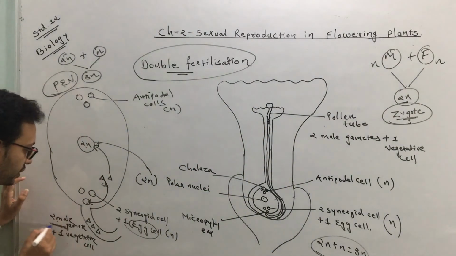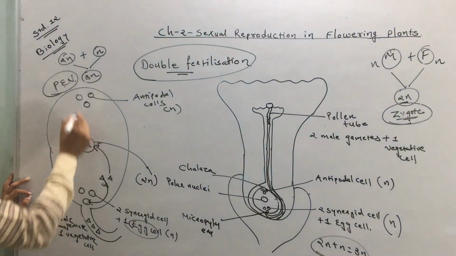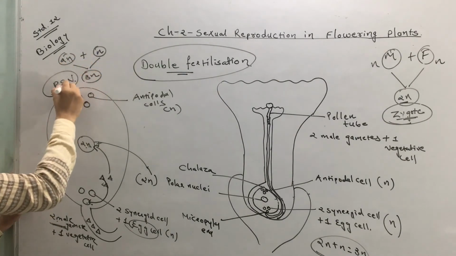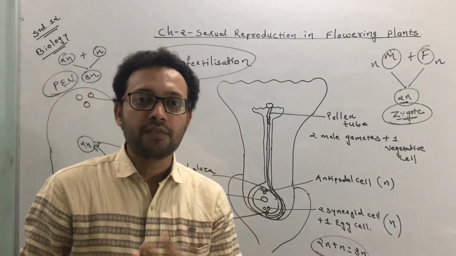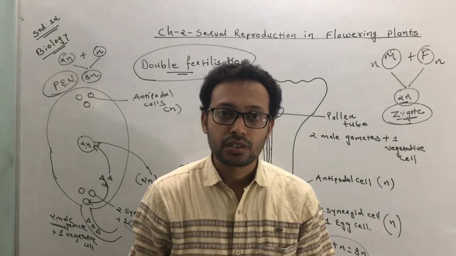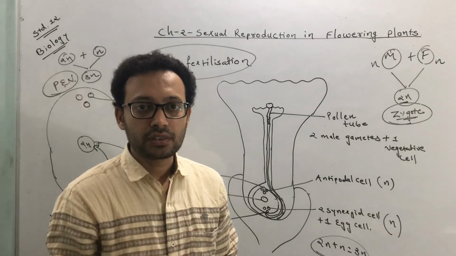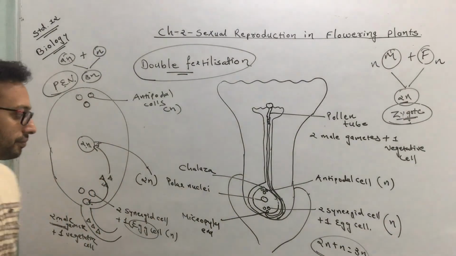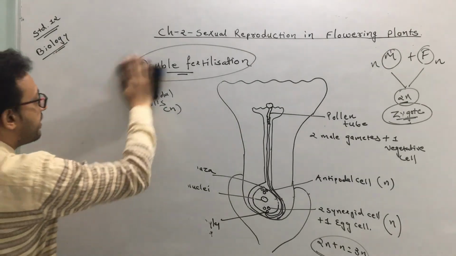So now 1 male gamete is utilized, 1 is left. That other male gamete fuses with polar nuclei 2n. Clear? 1 male gamete fuses with polar nuclei 2n, and what does it form? 3n, primary endosperm nucleus. And here the fertilization occurs 2 times, so that's why this process is called double fertilization. So now at the end of fertilization, we have 2 products. One is zygote and the second one is primary endosperm nucleus.